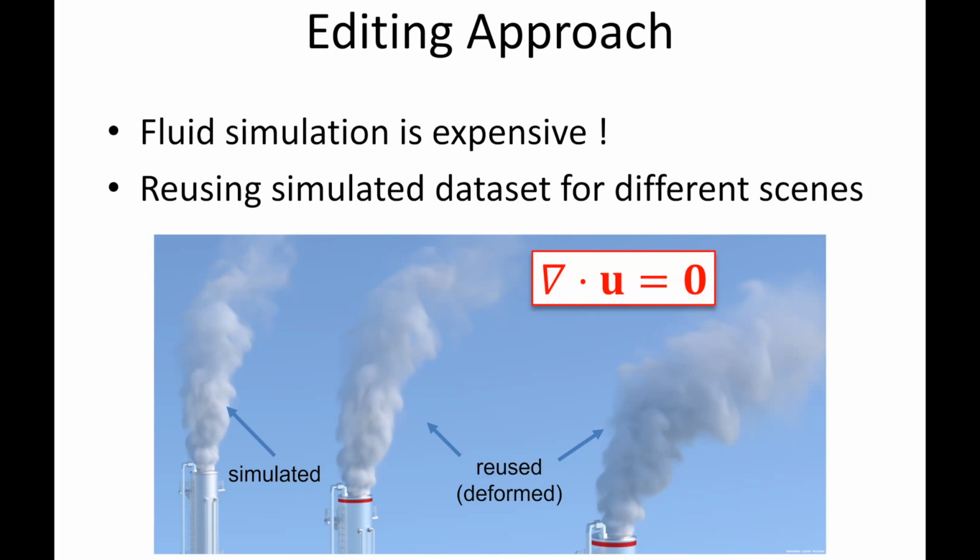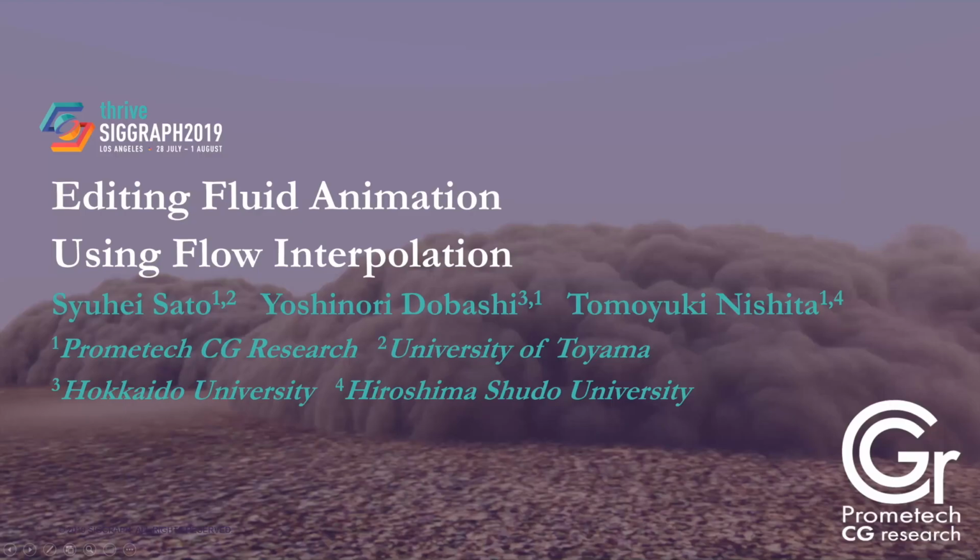Recently, we have developed two approaches based on the idea described in the previous section. The first one is flow interpolation, and the second one is style transfer. I would like to talk about the first one only today. The first one is an interpolation technique, and the second one is a kind of extension of texture synthesis to the velocity field. Let's move on to the first one.